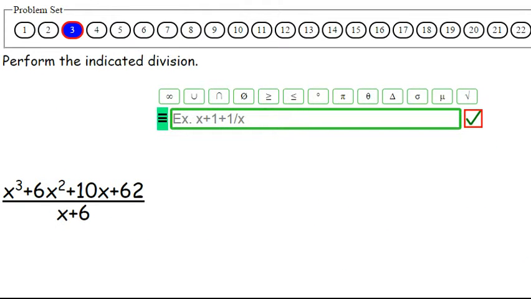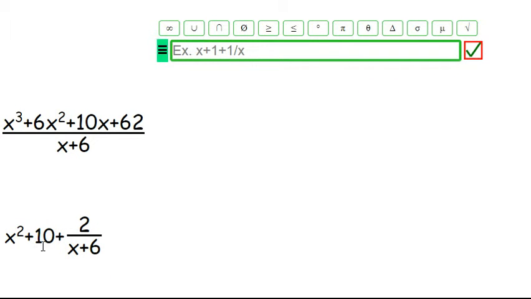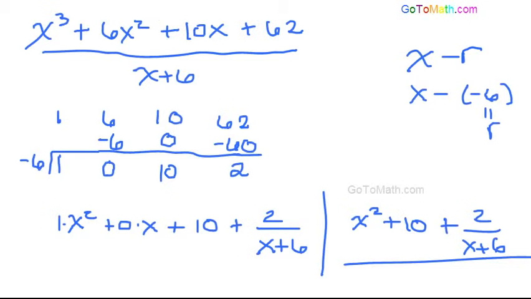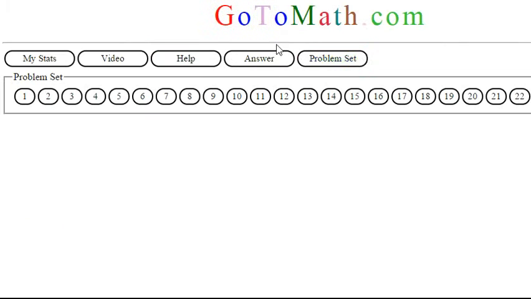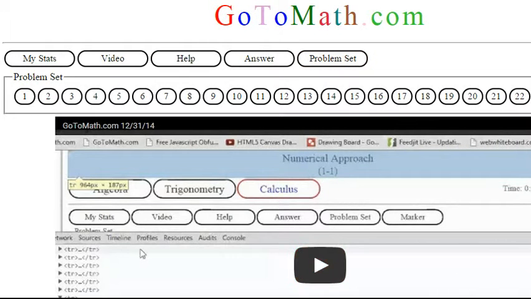Alright, let's see how the script shows here. X squared plus 10 plus 2 over x plus 6. I believe that's what we have. Yes, it is. Alright. So remember, you can always check your work by taking x plus 6 and multiplying, right? Get this all into one single fraction. Take that x plus 6 and multiply it by the x squared plus 10, and then add the 2, and it should be all that stuff up there. Alright, it should look like this when you check your work. Okay, see you in the next problem.